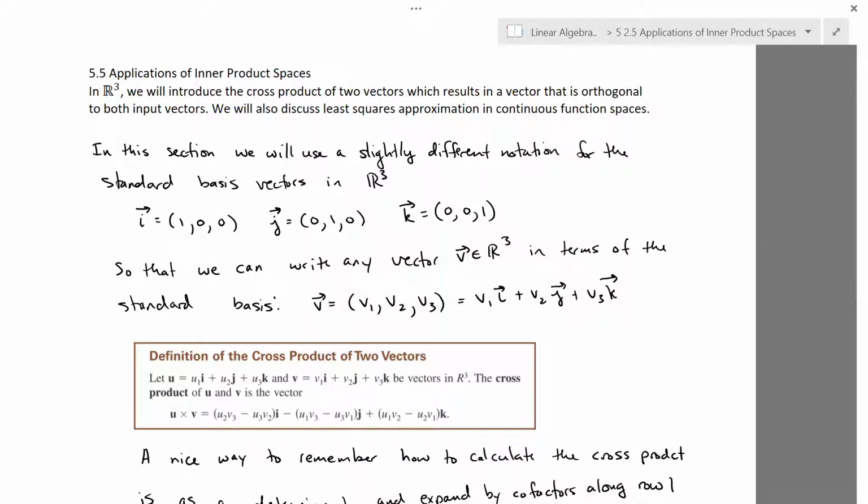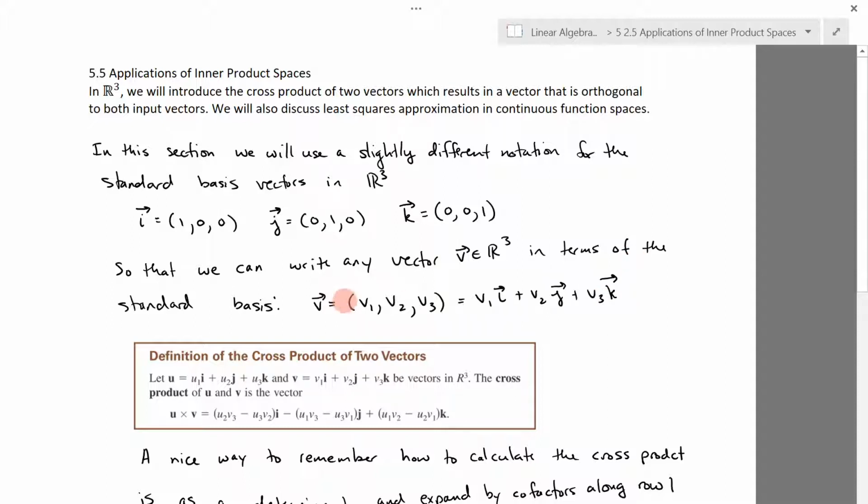First, we're going to change the notation slightly. For the standard basis vectors in R3, we're going to call them i, j, and k, where the vector i is just the vector 1, 0, 0, the vector j is the vector 0, 1, 0, and the vector k is the vector 0, 0, 1. So if you take any vector in R3 with coordinates, say v1, v2, and v3, written in terms of the standard basis vectors, it'll look like v1 times i plus v2 times j plus v3 times k.